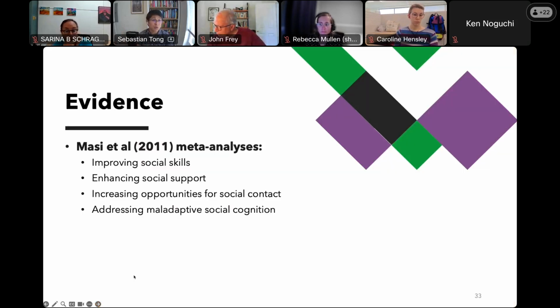Even back in 2011, there was some attention to loneliness. Someone called Masi published the first meta-analysis looking at loneliness. Basically, the interventions that were studied were around improving social skills, enhancing social support, increasing opportunities for social contact, and addressing maladaptive social cognition. They found that the last one, addressing maladaptive social cognition, was actually the most beneficial in terms of the studies that had looked at that area.